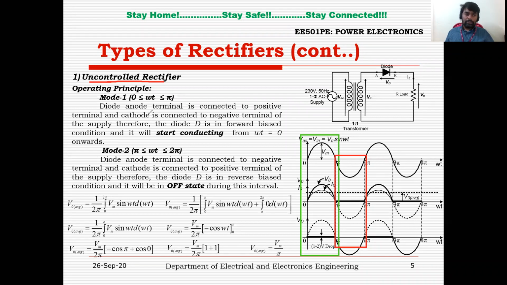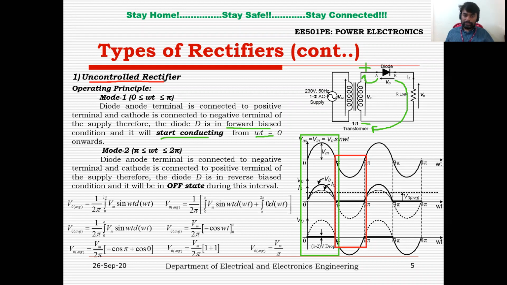So you can see during the positive half cycle, this polarity will be positive and here we will get negative. So you can see the anode is connected to the positive and the cathode is connected to the negative through the resistive load. So the diode is in forward bias condition, and it will start conducting from omega t equals 0 onwards.